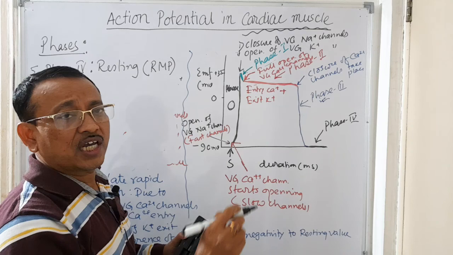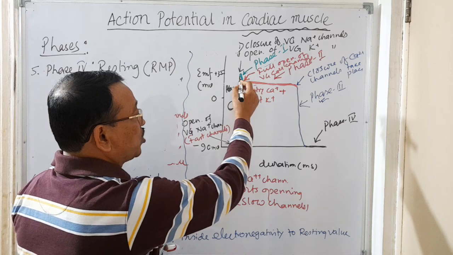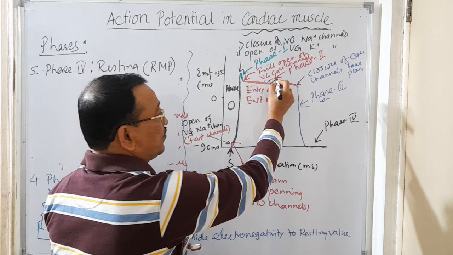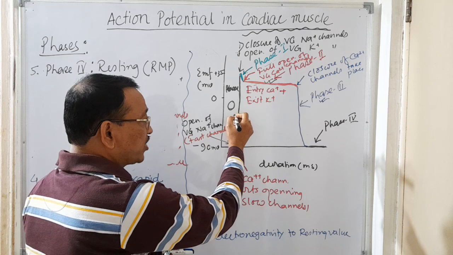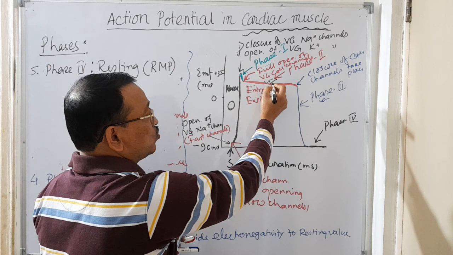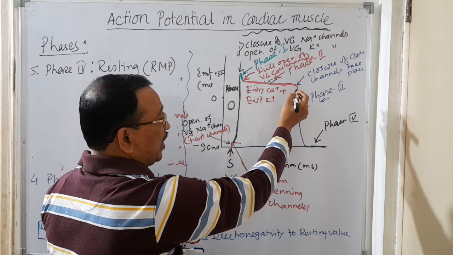If I sum up these things, the cardiac action potential has one extra phase, that is phase 2 or the plateau phase. So first is the depolarization phase, known as phase 0. Second is phase 1, that is early rapid repolarization. Then is phase 2 or plateau phase. Then is phase 3 or late rapid repolarization, and finally phase 4 or the resting phase.